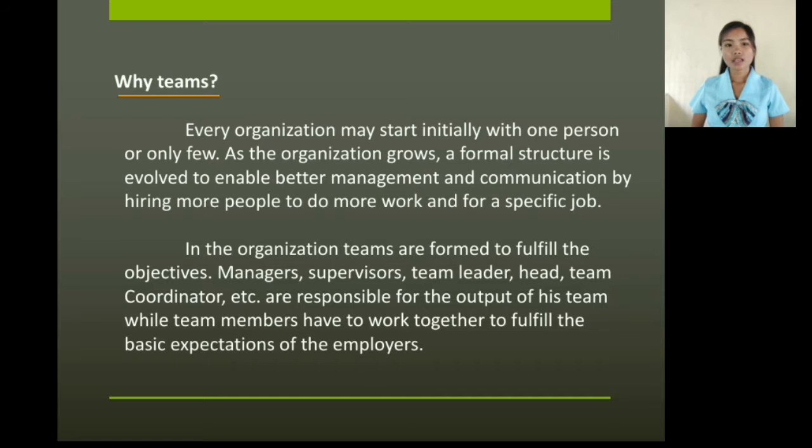So why teams? Every organization may initially start with one person or only a few. As the organization grows, a formal structure evolves to enable better management and communication by hiring more people to do more work and for specific jobs. In the organization, teams are formed to fulfill the objectives. Managers, supervisors, team leaders, heads, team coordinators, etc. are responsible for the output of their teams, while team members have to work together to fulfill the basic expectations of the employers.